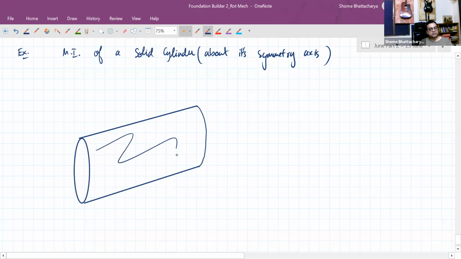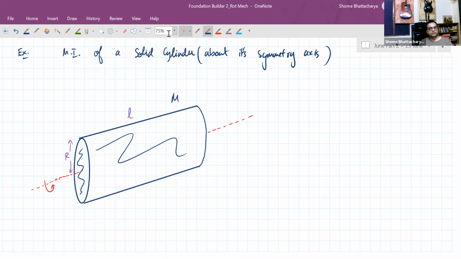Of a solid cylinder. So this is the symmetry axis, the one that passes through its center and is parallel to its length. We want to find the moment of inertia about this axis. So the radius of the cylinder is r, and this length is L, and its total mass is m.